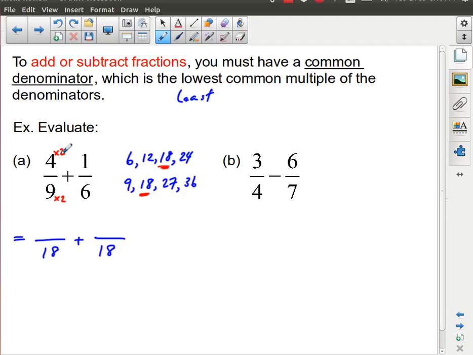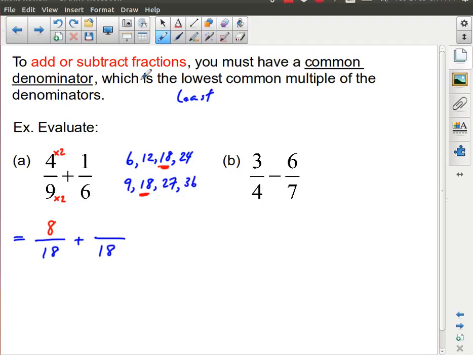So what is 4 times 2? 4 times 2 is equal to 8. 8 over 18 is exactly the same as 4 over 9. If we reverse that process and reduce this fraction, we would say, what's common between 8 and 18? It's the number 2. Divide top and bottom by 2, we get back to 4 over 9.